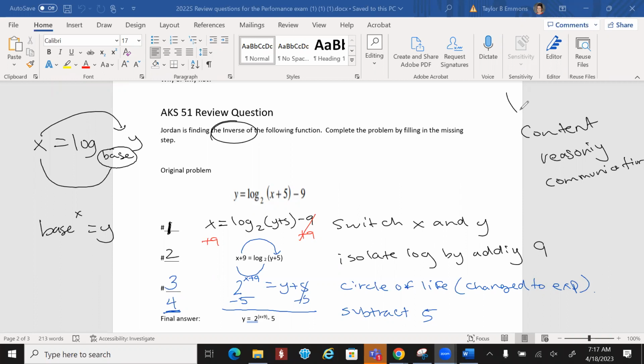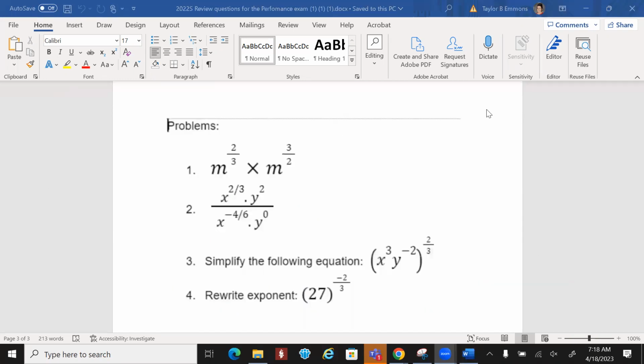Okay. Once you're finished with that, go ahead and take a look at the next page. All right. So on number 3, we're talking about exponent rules. Okay. You have to have them memorized. Okay. So if I have a multiplication symbol between two things that have the same base, we're going to add the exponent. Okay. So we're going to add the exponent.